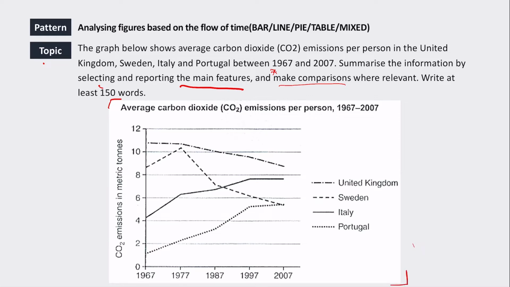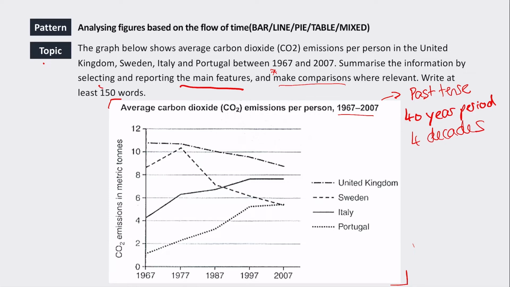So it's an average carbon dioxide emission per person between 1967 to 2007. So the first thing I always tell my students to do is check what's the tense. So everything's going to be written in the past tense. Then what's the time period? It's over a 40-year period. So you can start brainstorming different ways to paraphrase the years: over a 40-year period, or over 4 decades. Okay, so let's look at what we've got.